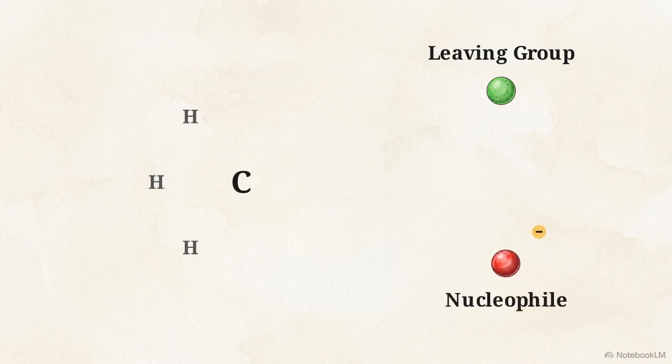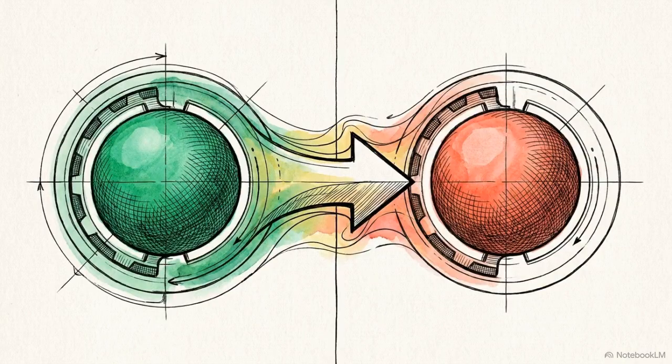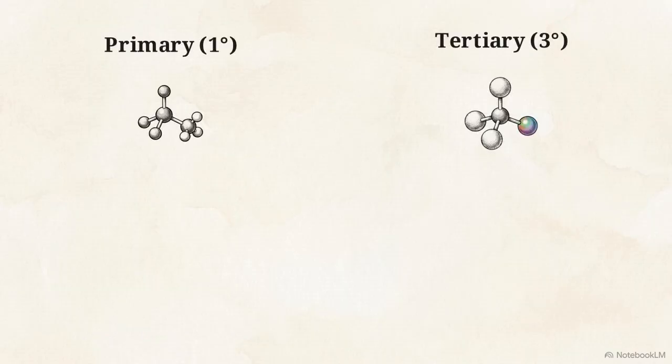The reactive agent seeking to bond with the carbon is the nucleophile. The fundamental goal is simple: exchange the halogen for the nucleophile. While the objective is constant, the physical path the atoms take depends entirely on the architecture surrounding that central carbon. We can see this divergence by comparing a primary carbon on the left with a tertiary carbon on the right.